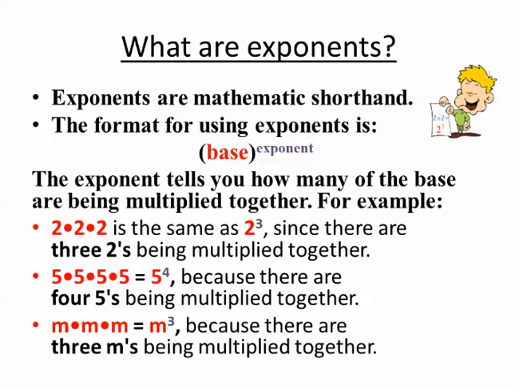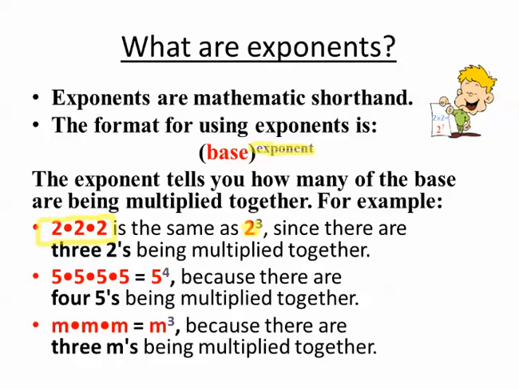What are exponents? Exponents are the little numbers that go up here on top. That's an exponent. It tells you to take the base, which is the bottom number, and multiply it that many times. So 2 to the third power, or we might say 2 cubed, means 2 times 2 times 2.